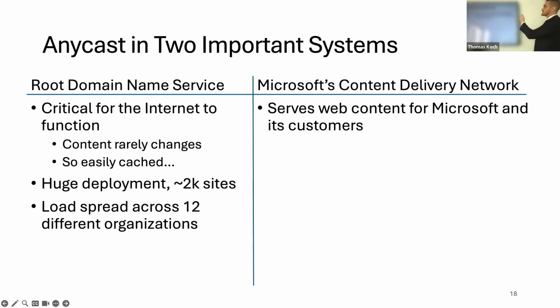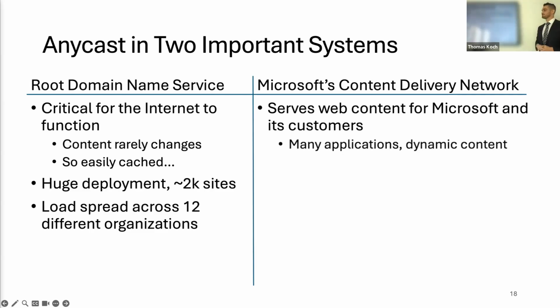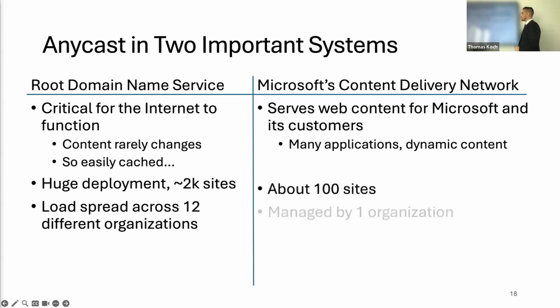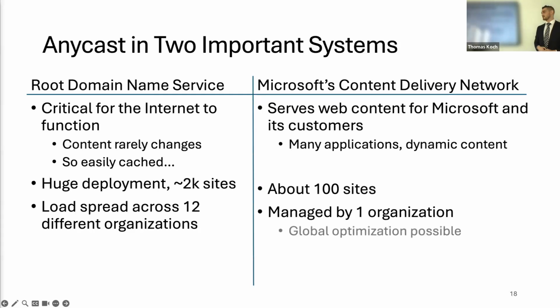I next looked at Microsoft's content delivery network, which is Microsoft's network that delivers web content and serves web content for Microsoft and its customers. So if you wanted to host an application or website with Microsoft, this is what you'd use. So we're talking about many applications, dynamic content, not so easily cached. It's spread across the world over about 100 sites, and it's managed by one single organization. So one thing to note here is that global optimization is possible because you just have one organization managing it.